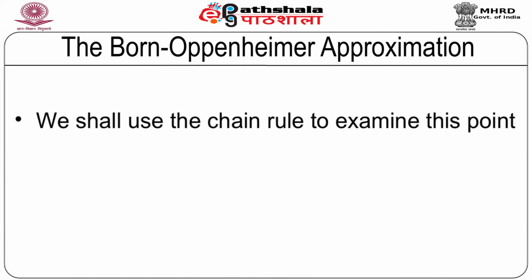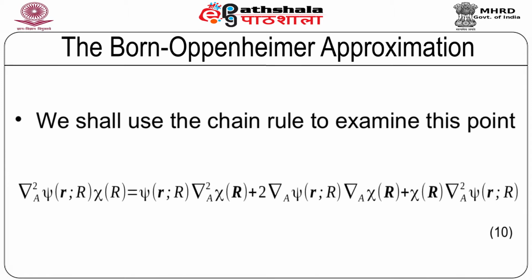Now we shall use the chain rule to examine this point in more detail. The chain rule of differentiation tells us that ∇²_A ψ(r,R) χ(R) equals ψ(r,R) ∇²_A χ(R) plus 2 ∇_A ψ(r,R) ∇_A χ(R) plus χ(R) ∇²_A ψ(r,R). In this equation, as before, we assume A corresponds to a nuclear coordinate.